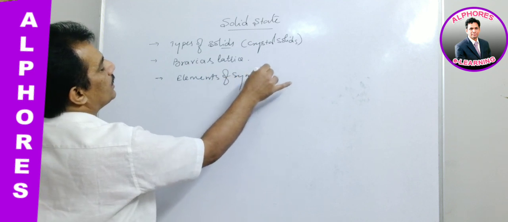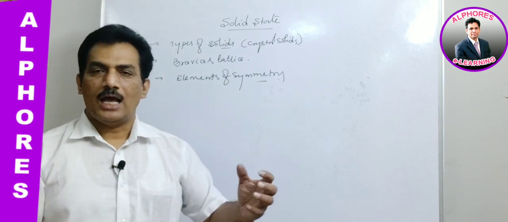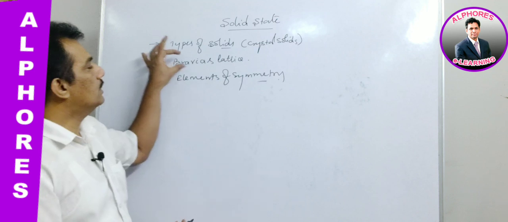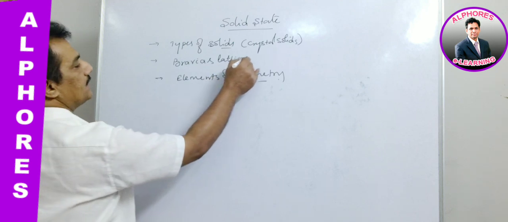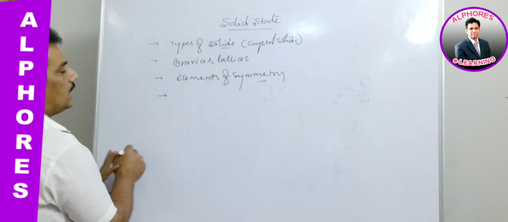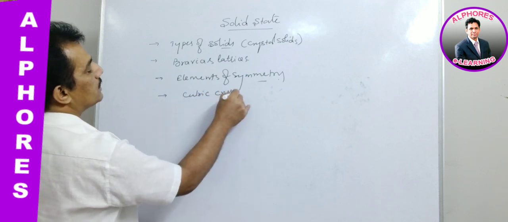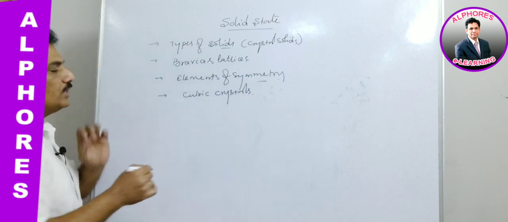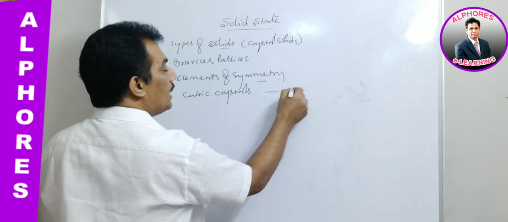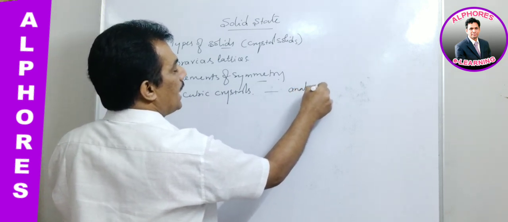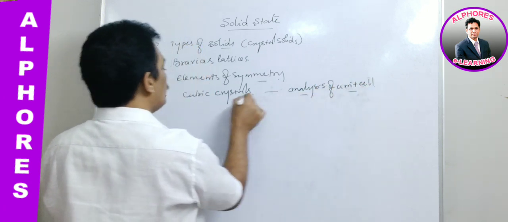and these elements of symmetry are somewhat useful in finding different kinds of crystal solids, which are classified into different types, and finally the classification has been finalized by Bravais. So they are known as Bravais lattices. And then we have to study the cubic crystals, because in our syllabus we have these cubic crystals, and in these cubic crystals we have to analyze the unit cell for these different cubic crystals.